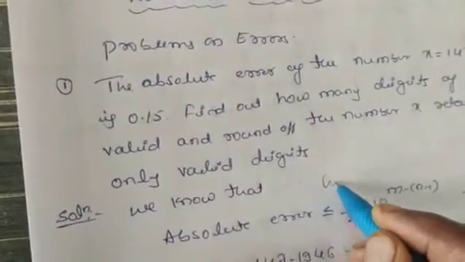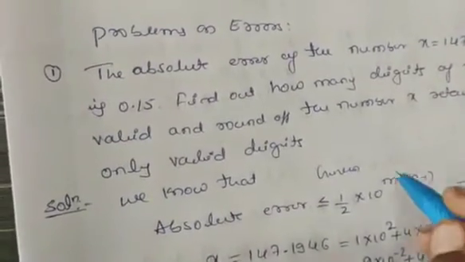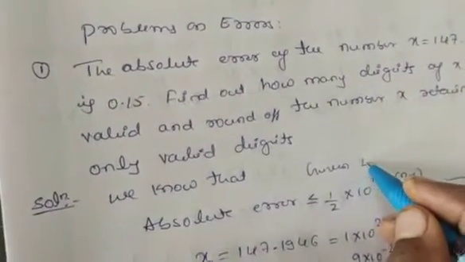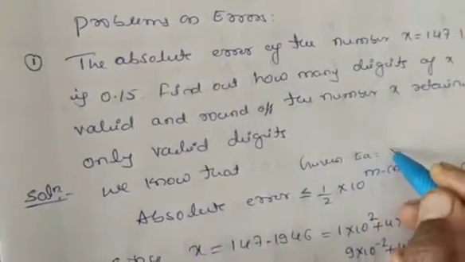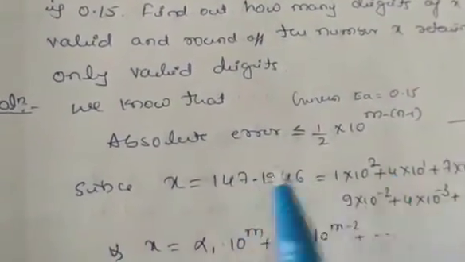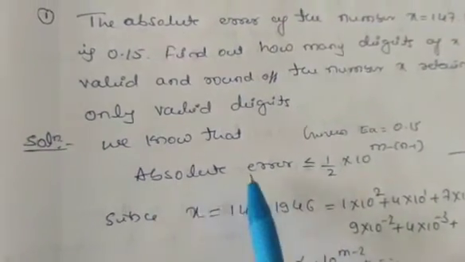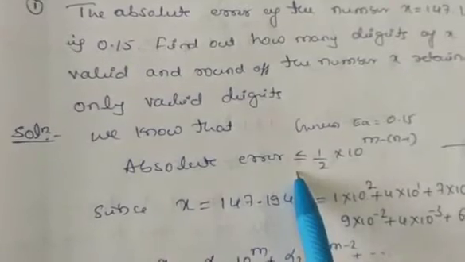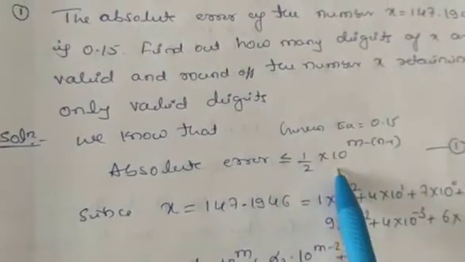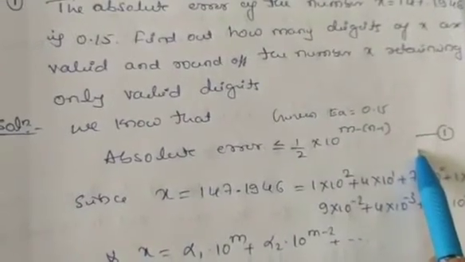So what is given here? Absolute error, we know EA, is given here as 0.15. And by the definition of absolute error, we know that absolute error is always less than or equals to 1 by 2 into 10 raised to m minus n minus 1. Take this one as equation number 1.